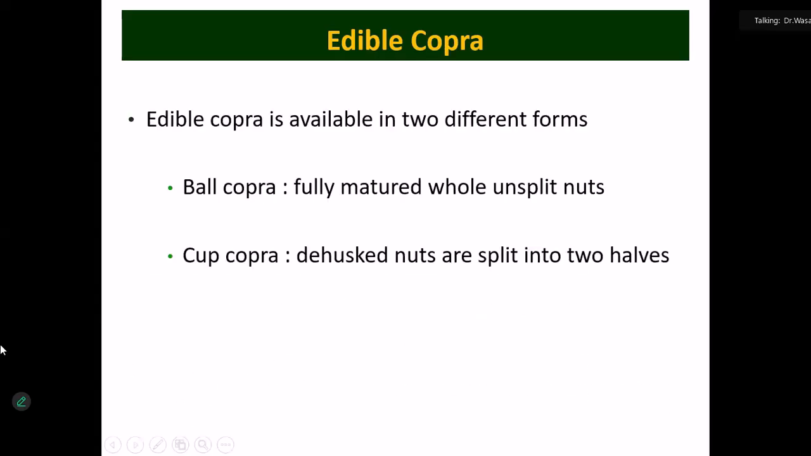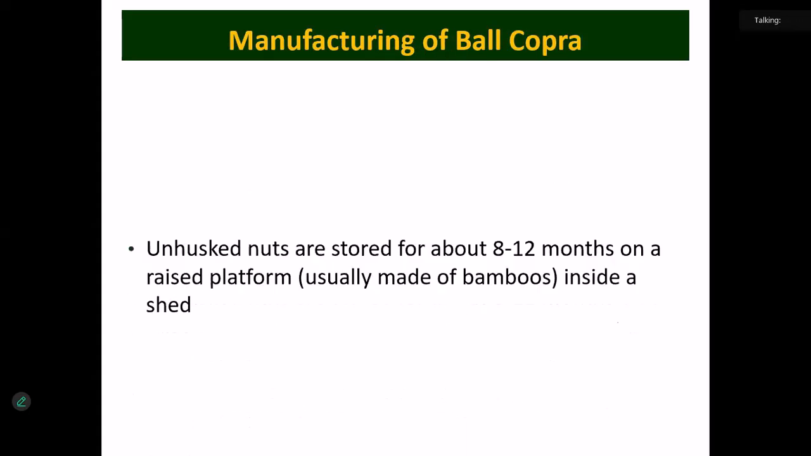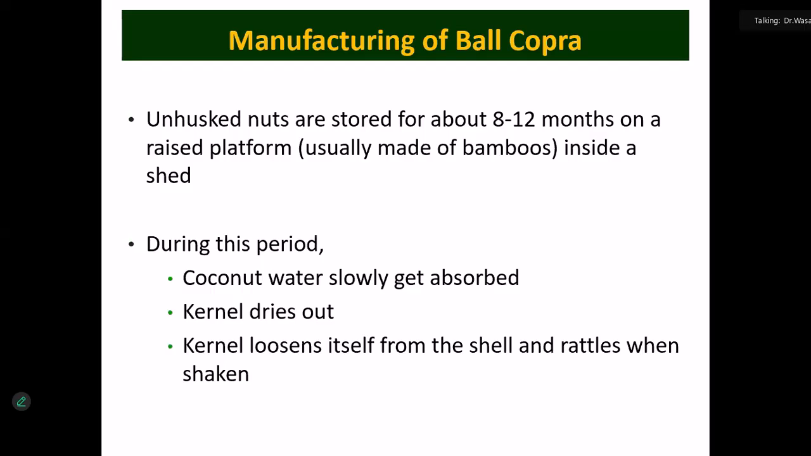Normally, copra we name as edible copra. It can be used as a food item. There are two types: boiled copra and cup copra. Boiled copra is the whole nut as a single unit. Cup copra means you split it into two. That is our commercial product. Now, boiled copra I am not going to discuss here.